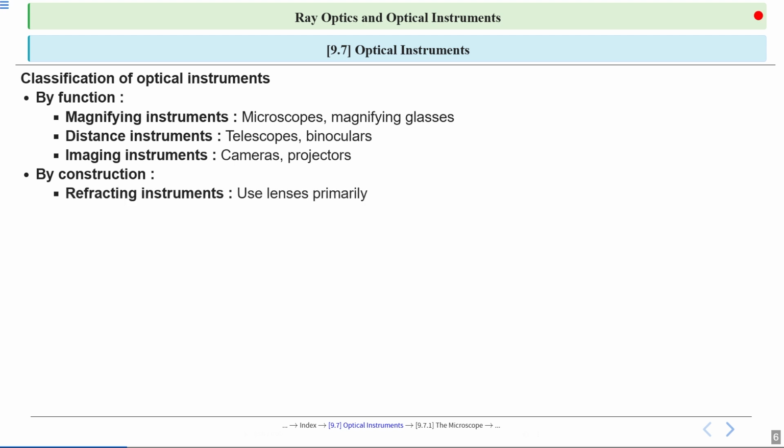So refracting type instruments are the first type under construction. They primarily use lenses to bend light. A common example is a simple magnifying glass, which uses a lens to focus light and enlarge the images.